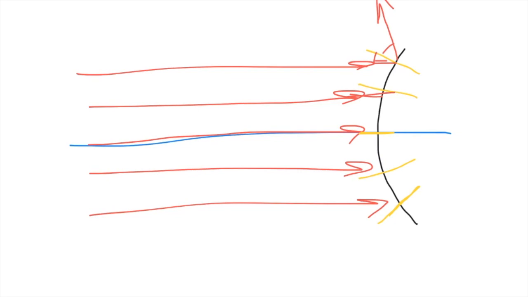Same kind of deal here. It's going to hit, and it's going to bounce at some angle. This one's going to hit, and it's going to bounce straight back because it's along the normal. This one's going to hit, and it's going to bounce out like that. This one's going to hit, and it's going to bounce off like this.